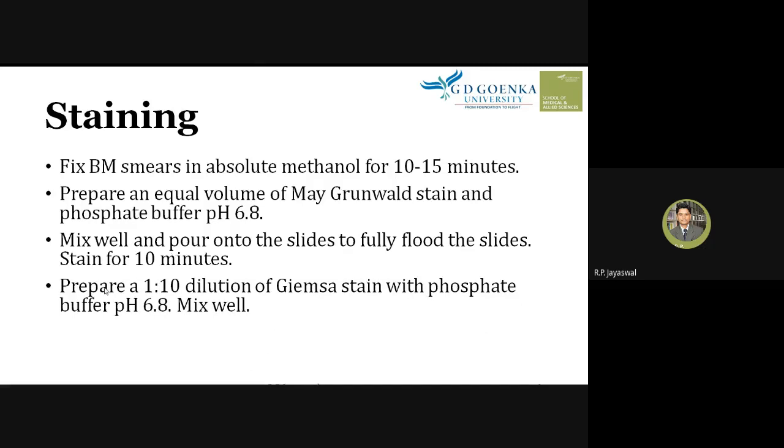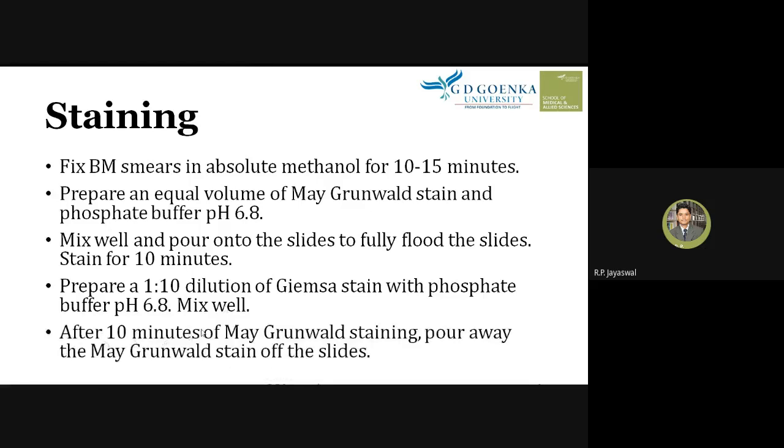Next, prepare a 1:10 dilution of Giemsa stain with the phosphate buffer of pH 6.8. Then mix well. We need to take 1 part of Giemsa stain and 9 parts of phosphate buffer, so it becomes 1:10. And you have to prepare this dilution during the 10 minute staining period. Once you have prepared the diluted Giemsa stain, then mix well, and when the 10 minutes of May Grunwald staining is over, we have to pour away the May Grunwald stain from the slides.